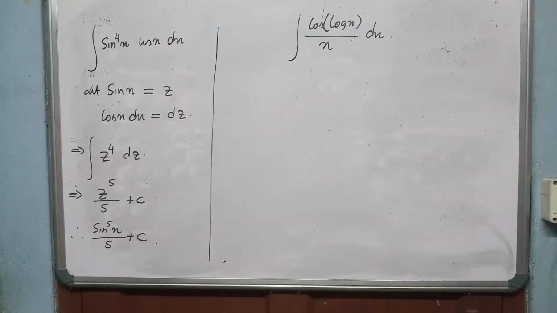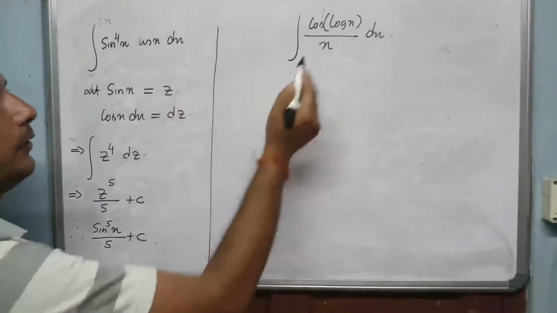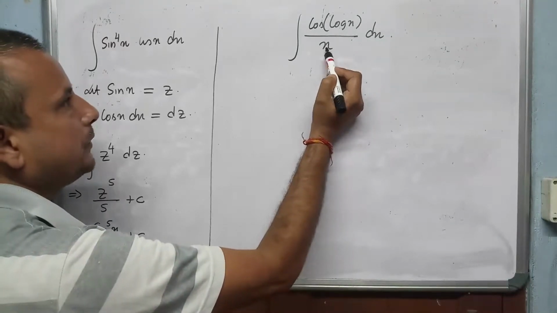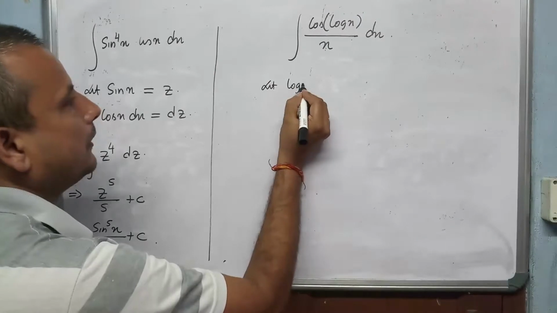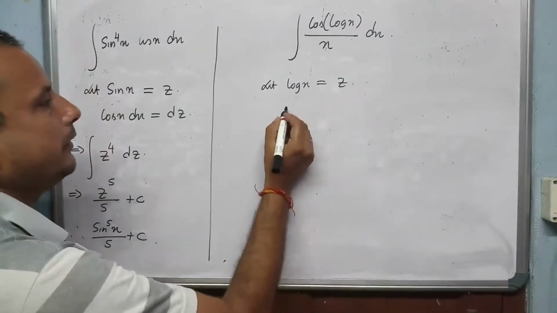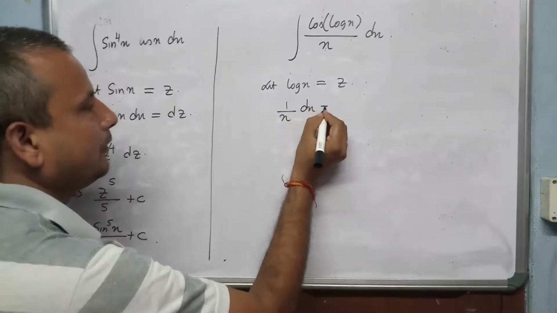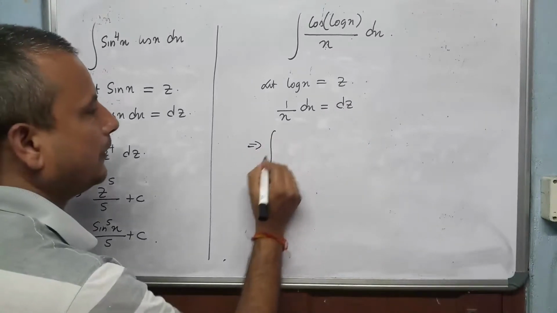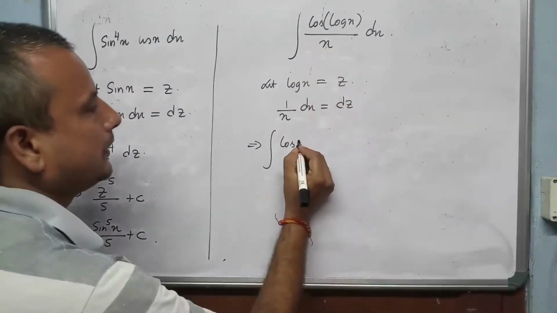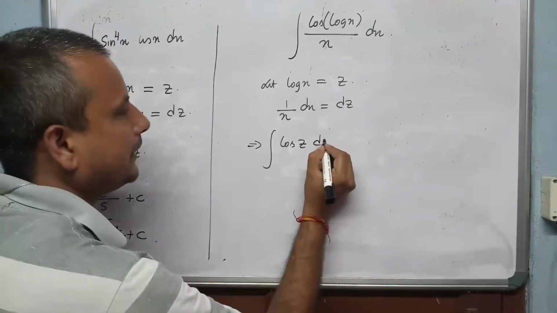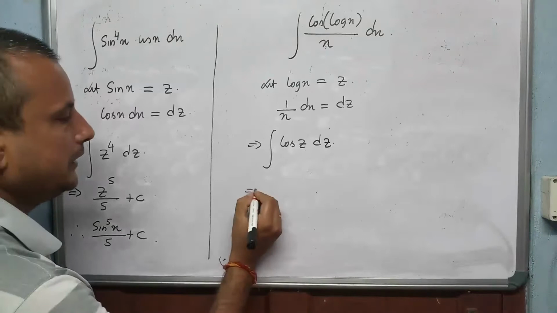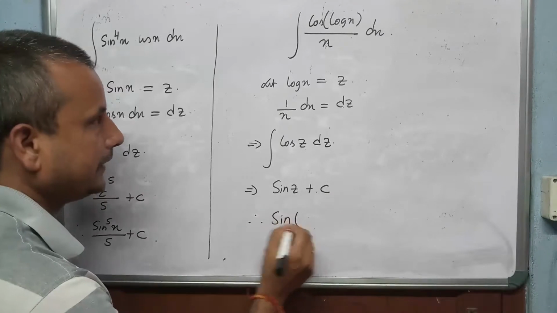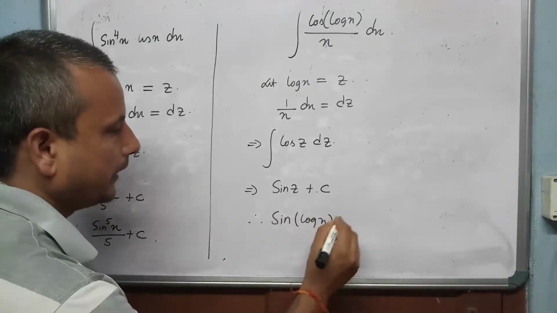The second question, now say cos of log x over x. Now we are getting a derivative of log x over here. The derivative of log x is 1 by x. Its derivative is present over here. So I'll consider let log x equals to z. The derivative of log x is 1 by x dx equals to dz. Now dx upon x is dz. Cos of log x is cos z, and dx upon x is dz. Now the integration of cos z is sin z plus c. Therefore substitute the value of z. z is log x, plus c.